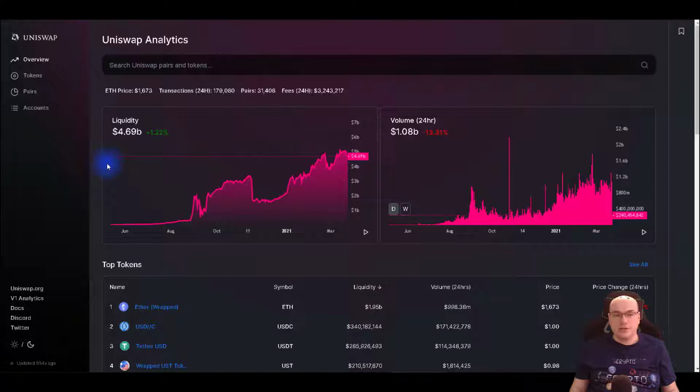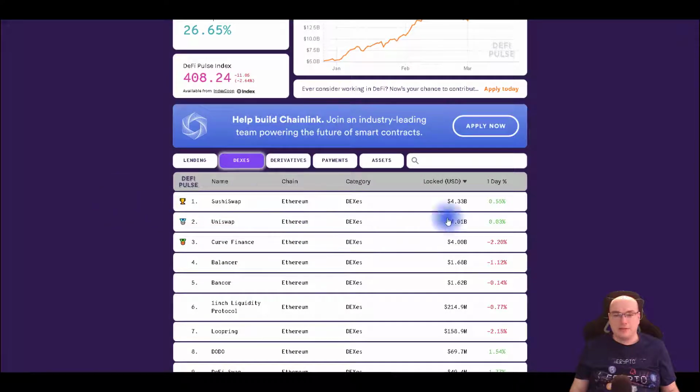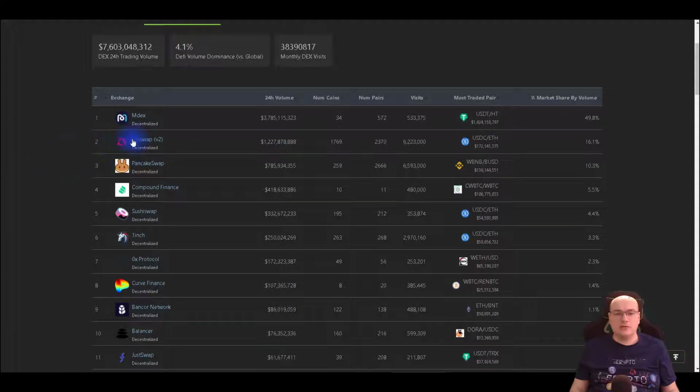On their page we are seeing $4.69 billion. Yeah, I think DeFi policy is behind with their updates. That makes Uniswap the winner from DEXes. And as you can see, the king of DEXes is still Uniswap. It has 1,769 coins, guys, and one of the biggest volume in trading. So still Uniswap is the biggest DEX in the space.